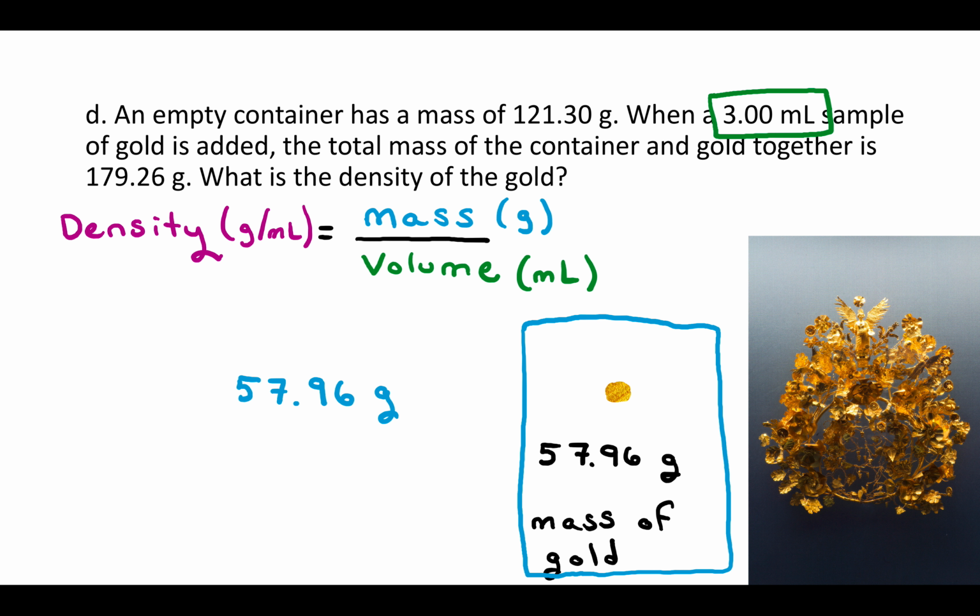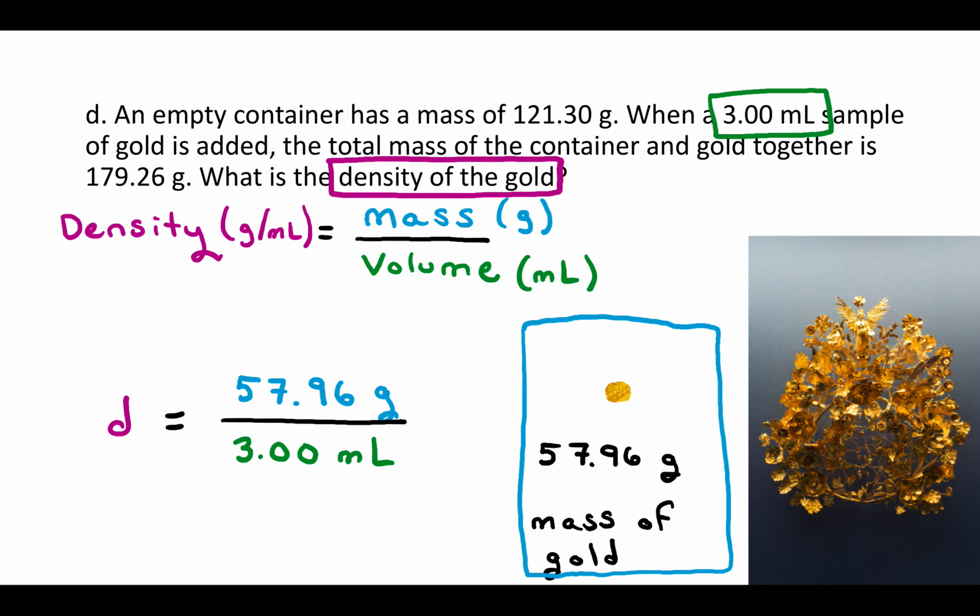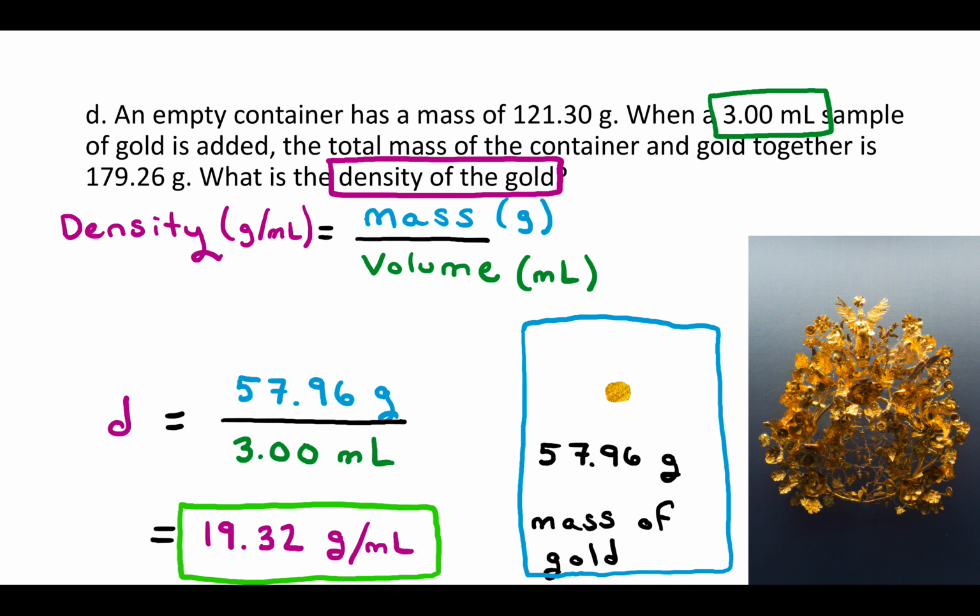They also tell us in the problem that the piece of gold is 3 milliliters, and so I can put that on the bottom of the fraction. So now they're asking what is the density of the gold? Well, plug that into a calculator, 57.96 divided by 3, and you have 19.32 grams per milliliter. And that's your answer, the density of gold.